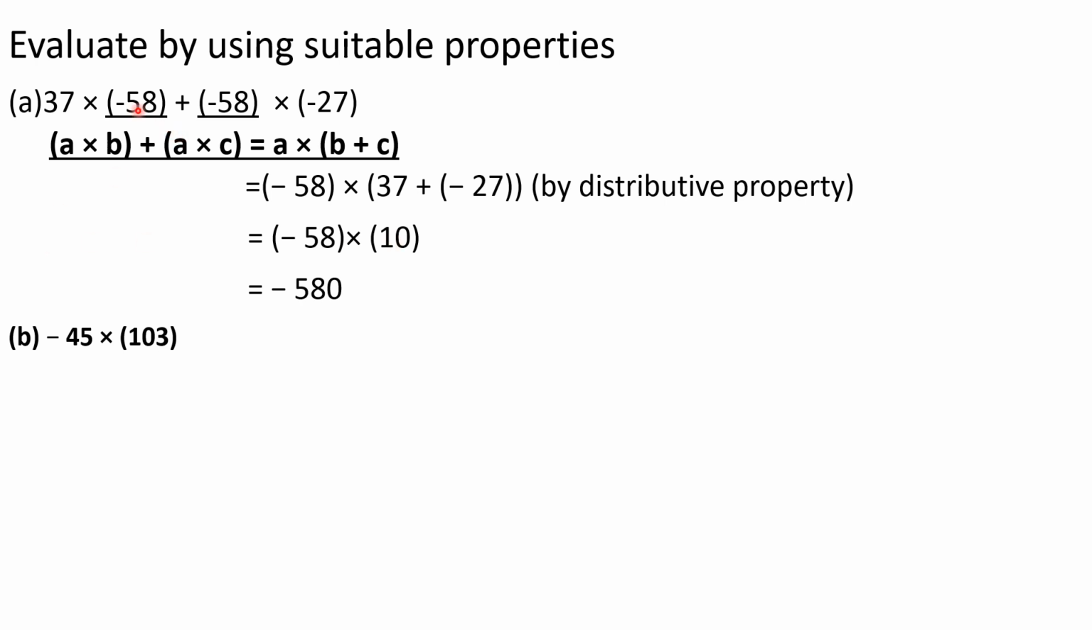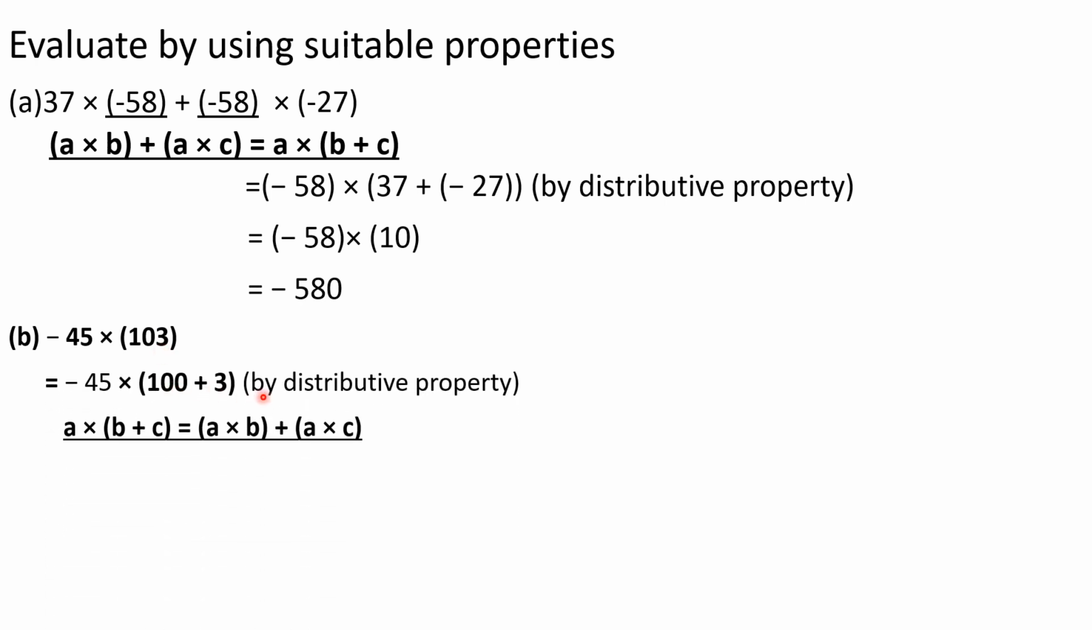So here already the distribution is given. Now the original form of the sum is given, minus 45 into 103. So I am going to split this 103 as 100 plus 3. Now if you observe, it is of the form A into (B plus C). That is, your common factor A is minus 45, B is 100 and C is 3. So if I write it in the form A into B plus A into C, I can write minus 45 into 100 plus minus 45 into 3. So this is equal to minus 4500 plus minus 135. Same sign, I have to add and put the minus sign.